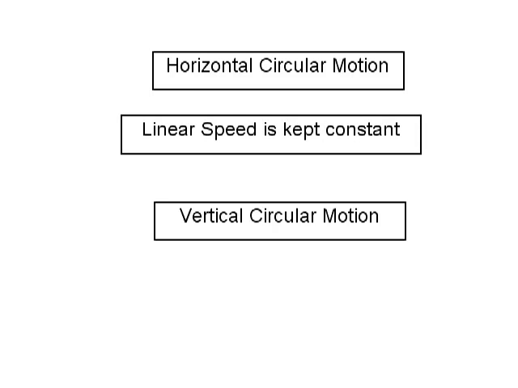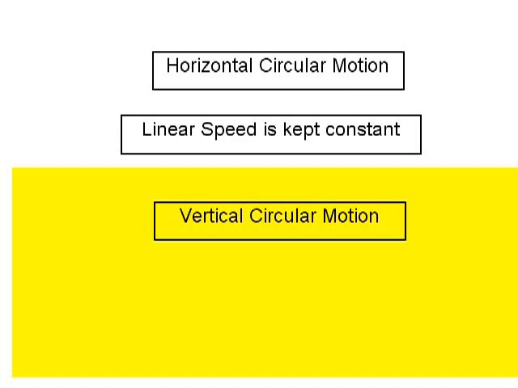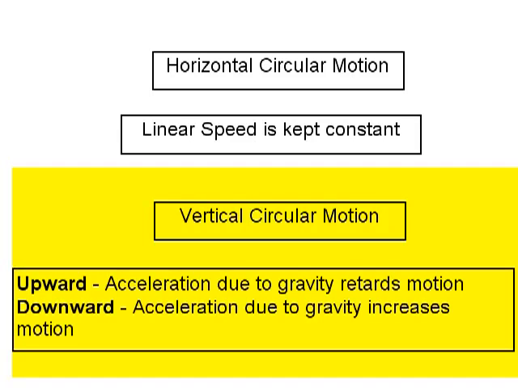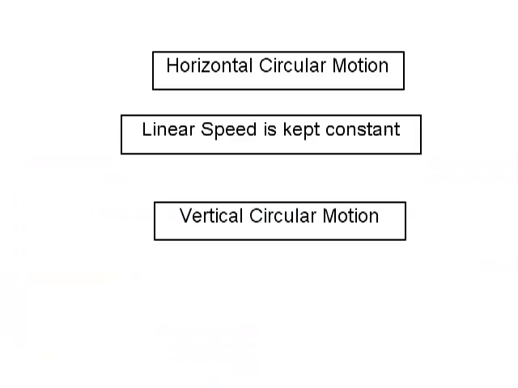In case of vertical circular motion, when the body goes up, the acceleration due to gravity retards the motion, and when the body comes down, the acceleration due to gravity helps the motion. This is the reason why when the body is going up, its velocity goes on decreasing. When the body comes down, its velocity goes on increasing. And that's why analysis of vertical circular motion is a bit different.